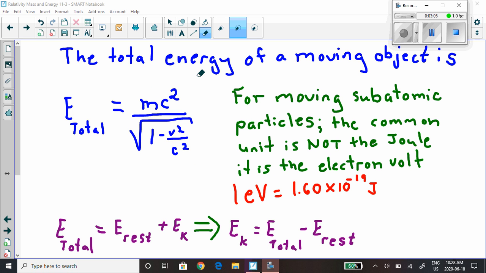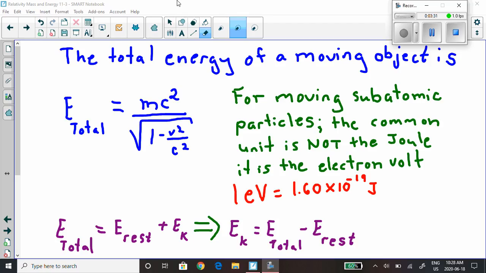Next concept Einstein came up with was, what is the total energy of an object? And here's the equation right here. Once again, it's our root in there, 1 minus v squared over c squared. This comes up a lot, as I've mentioned many times. You would calculate the rest energy, mc squared, but then you'd have the root in the denominator.